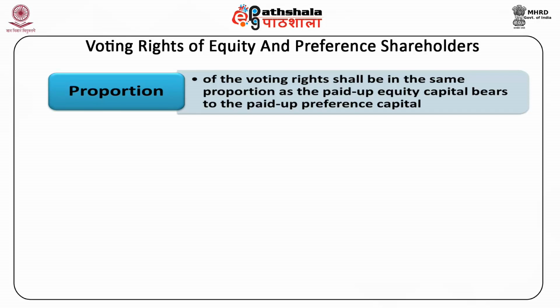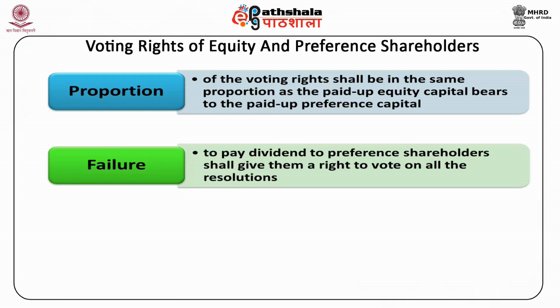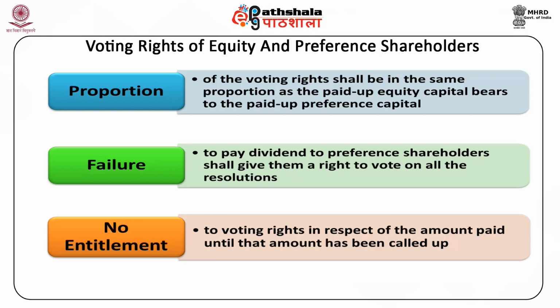Fourth, where the dividend in respect of a class of preference shares has not been paid for a period of 2 years or more, such class of preference shareholders shall have a right to vote on all the resolutions placed before the company. Fifth, a member of the company limited by shares shall not be entitled to any voting rights in respect of the amount paid by him until that amount has been called up.